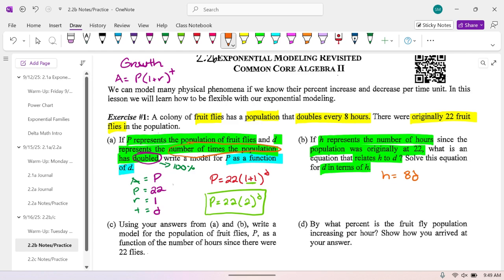So if we doubled twice, how many hours passed? Doubled 4 times, how many hours passed? 8 times 4, guys. 32. All right, so now we need to solve that equation for D. What's the only thing we have to do to get the D by itself? Divide by 8. So D is equal to H over 8. We take however many hours we have and divide it by 8. That's how many times we double.